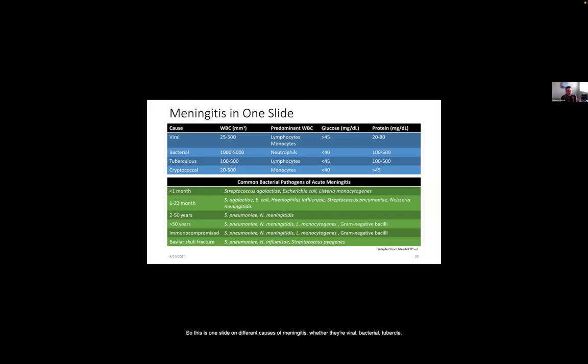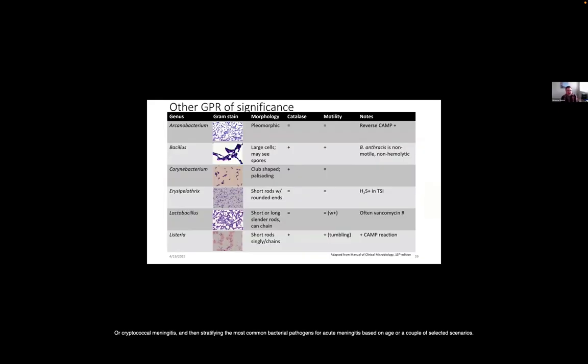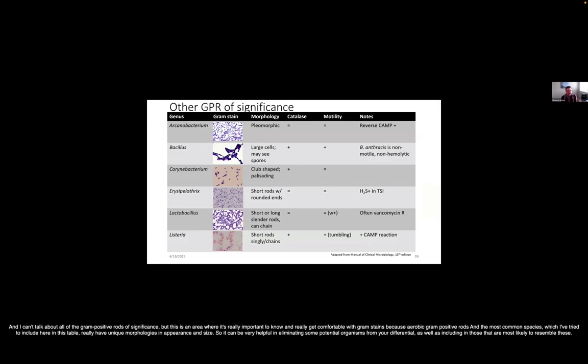So this is one slide on different causes of meningitis, whether they're viral, bacterial, tuberculous, or cryptococcal meningitis, and then stratifying the most common bacterial pathogens for acute meningitis based on age or a couple of selected scenarios.